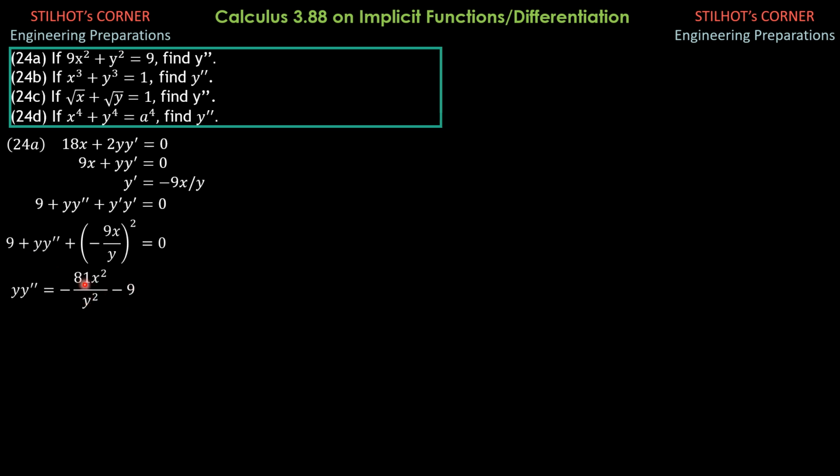Factor out negative 9. So we have y double prime equals negative 81x squared minus 9y squared, all over y squared. In the numerator, factor out negative 9, and we have y double prime equals negative 9 times the quantity 9x squared plus y squared, over y cubed, because y squared times y is y cubed. Replacing 9x squared plus y squared, which is equal to 9, the final answer, y double prime, is negative 9 times 9, so negative 81 over y cubed.